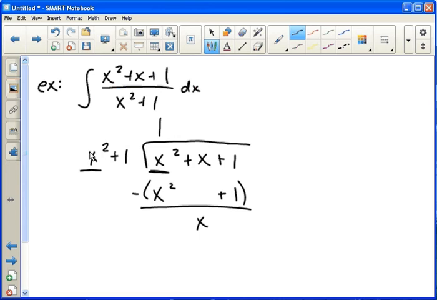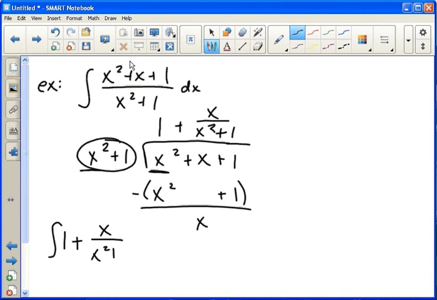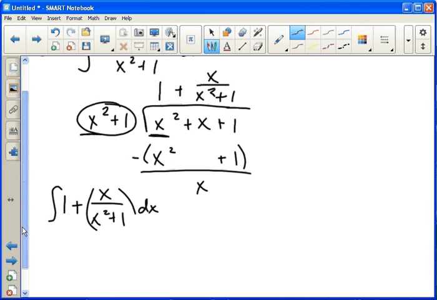Now x squared will not go into x. It's too big. So that turns out to be our remainder. So we end up with this. Because you take your remainder and you put it over top of whatever you're dividing by. So this equation up here is actually equal to 1 plus x over x squared plus 1. And now we can do that because we can treat those as two separate things.